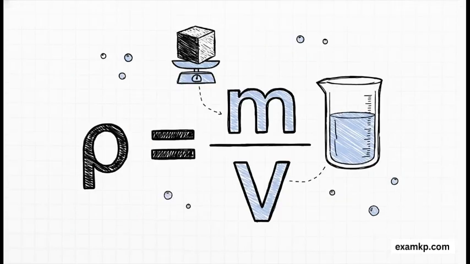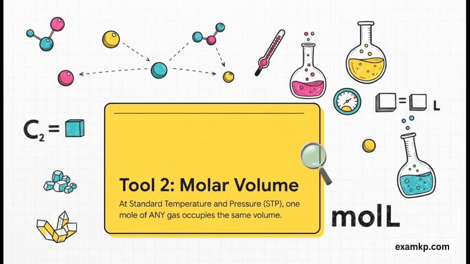And here's its formula. Density, that's the symbol rho, is just mass divided by volume. It looks simple, but it's incredibly powerful, and you've got to have this one locked away in your memory. All right, on to tool number 2. And honestly, this one is a total game changer for any calculation involving gases.